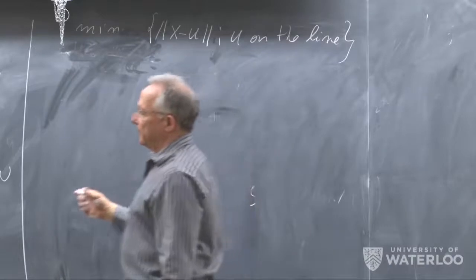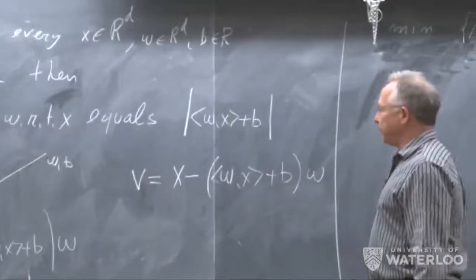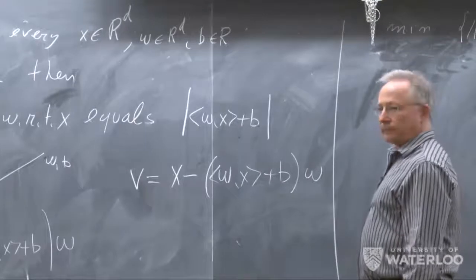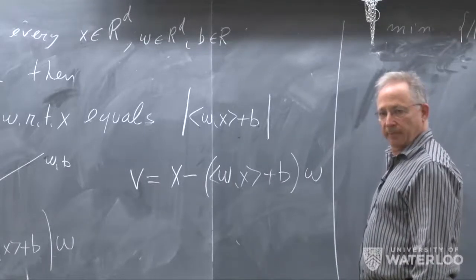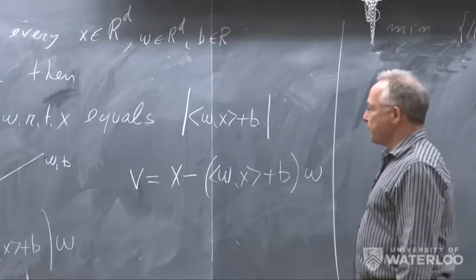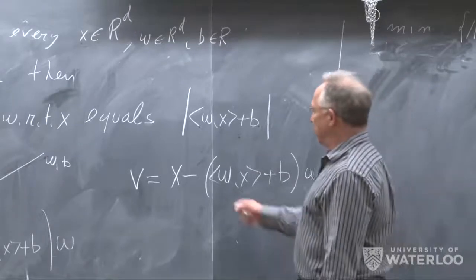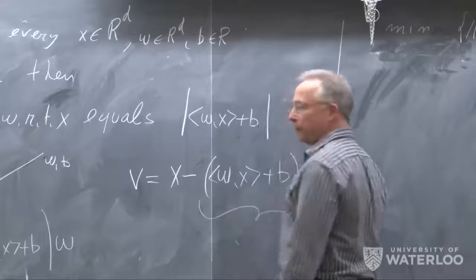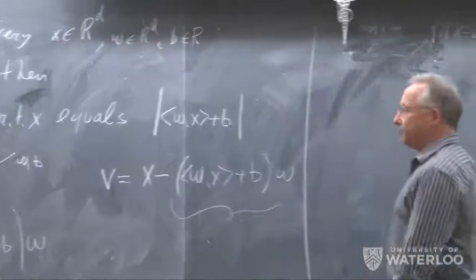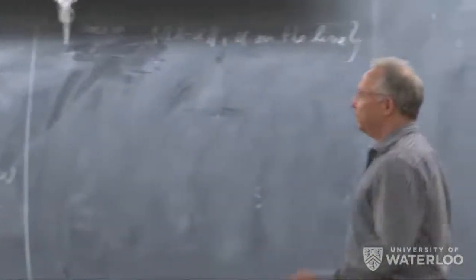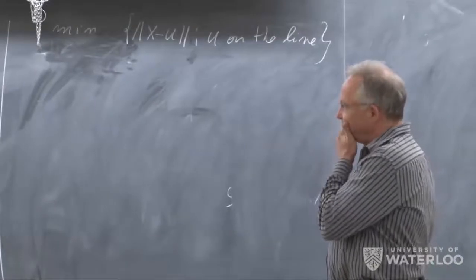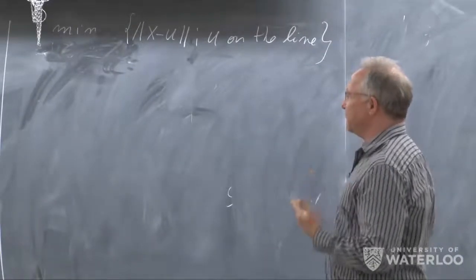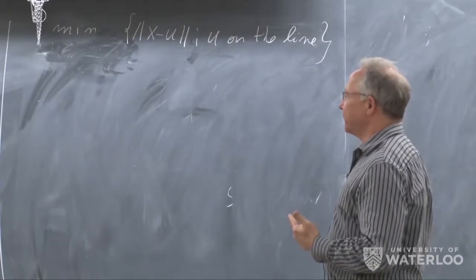So I'm claiming that this is it. The first thing is that, okay? I want to show you, first of all, that this point u is on the line. I feel like I'm burning too much time on the algebra, and it's not as important when we are 3 weeks away from the end of the course.